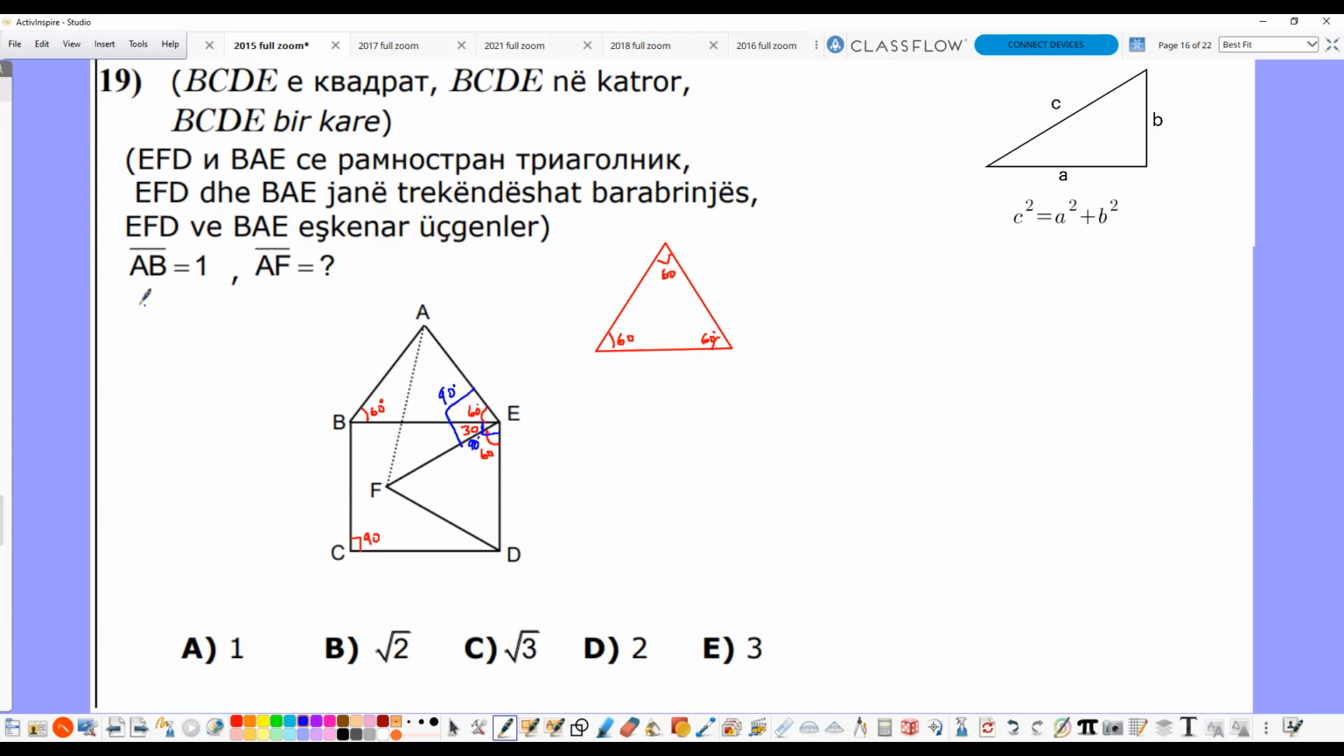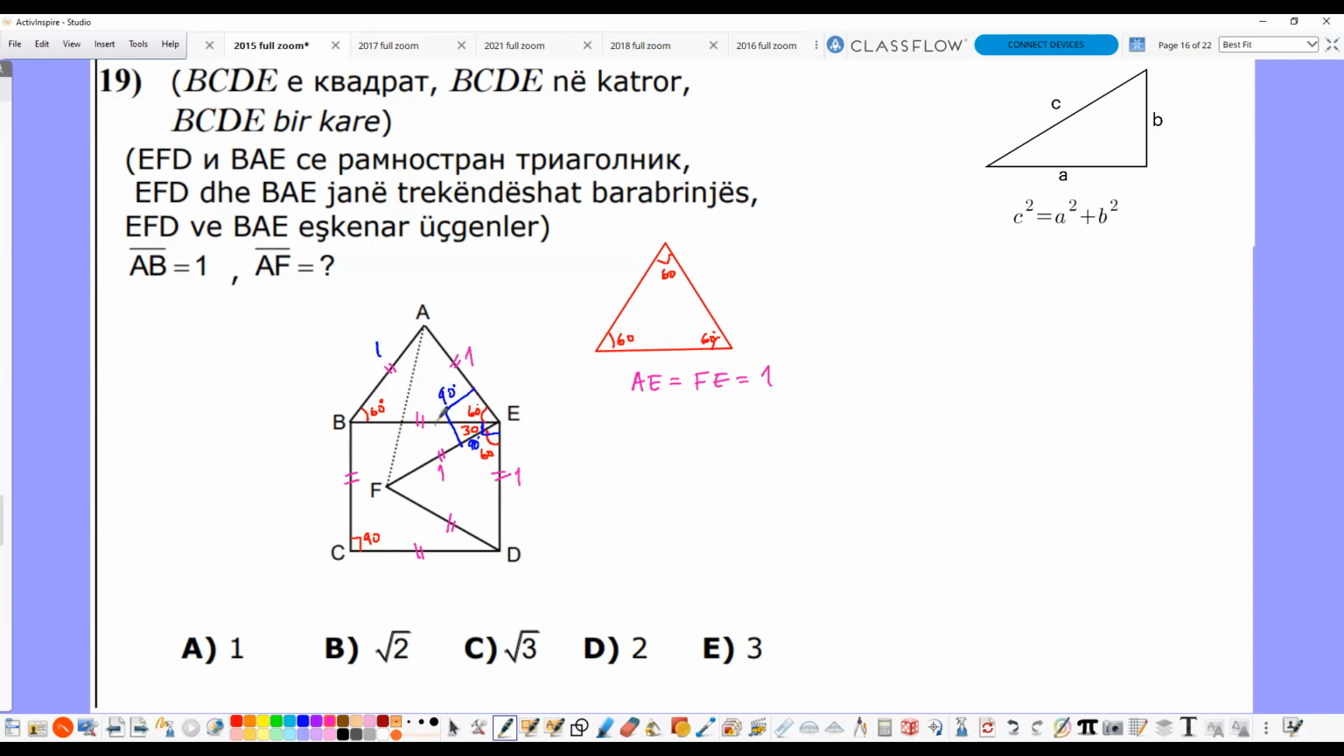It is asking, if AB length is 1, then what is the length of AF? In the second part, we are going to use the Pythagorean theorem. But before the Pythagorean theorem, I have to mention this one. If I use a different color for this one, these sides are equal to each other because they are equilateral triangle sides. Here, these are equal to each other because this is a square. This side and these sides are all equal to each other, which means AE is equal to FE. They're all equal to 1. Here, this is 1, this is 1, this is 1.